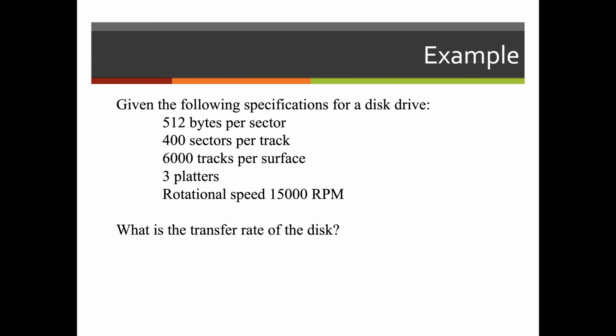So let's consider an example. Given the following specifications for a disk drive, 512 bytes per second, 400 sectors per track, 6,000 tracks per surface, 3 platters, a rotational speed of 15,000 RPM. What is the transfer rate for this device?